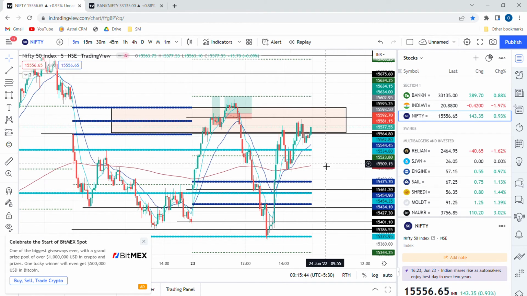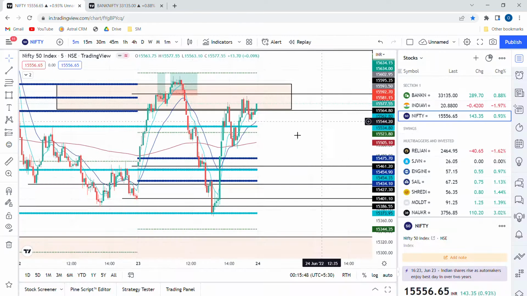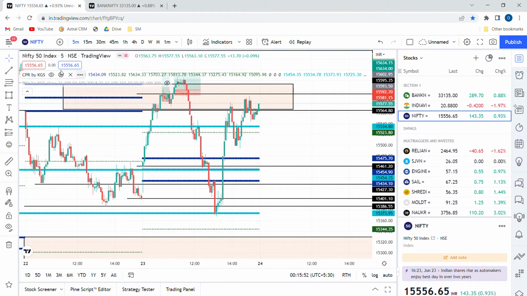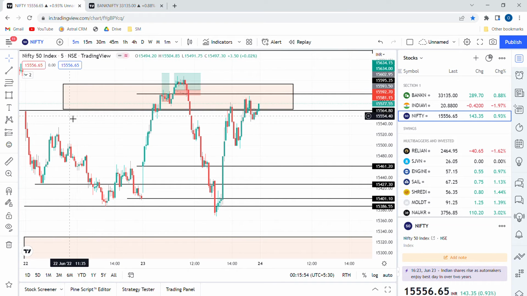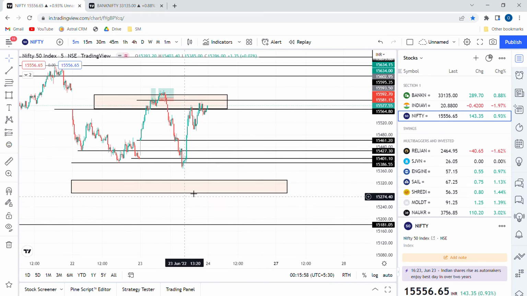Let us mark some important levels for tomorrow. So let me close all these levels. As you can see, these are very important levels that we have formed.